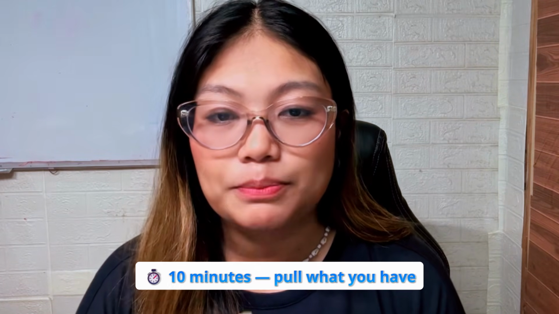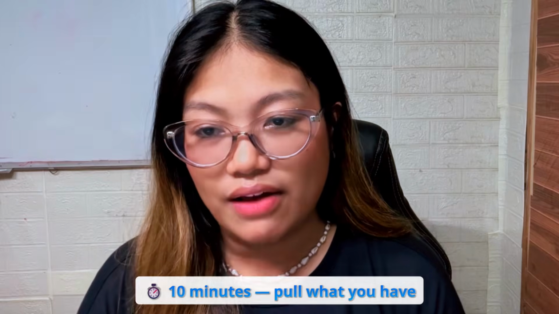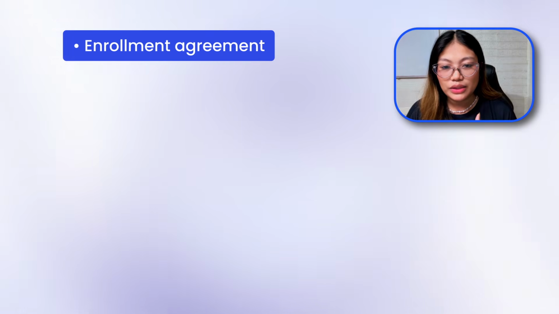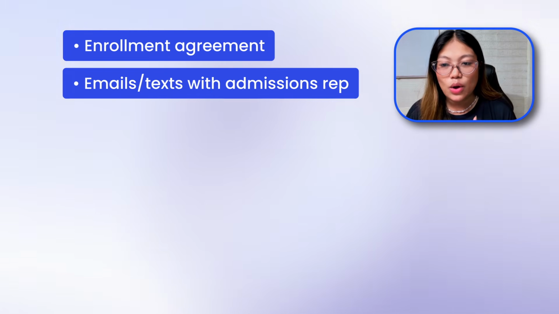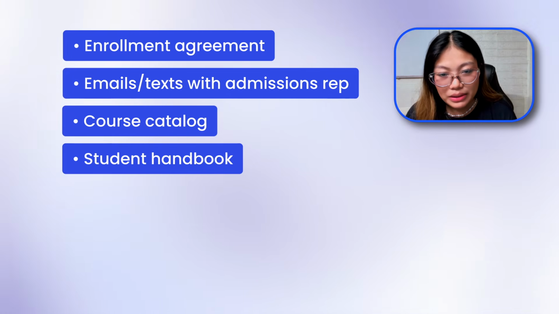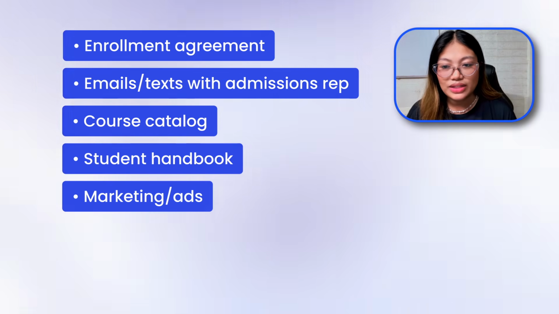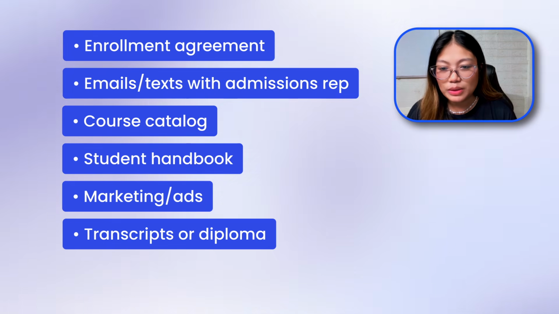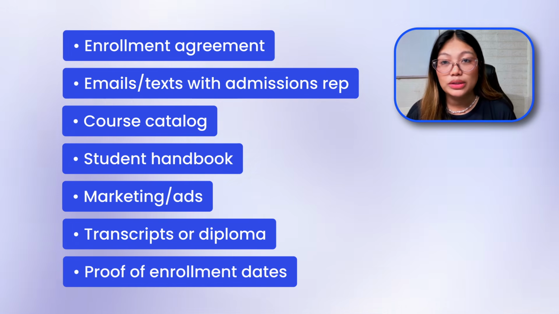Before you write anything, take 10 minutes and put together whatever documents you already have. You're looking for things like your enrollment agreement, any emails or texts with an admissions rep or advisor, a course catalog, a student handbook, marketing materials or ads that convinced you to enroll, your transcripts or diploma, and anything showing your actual enrollment dates.